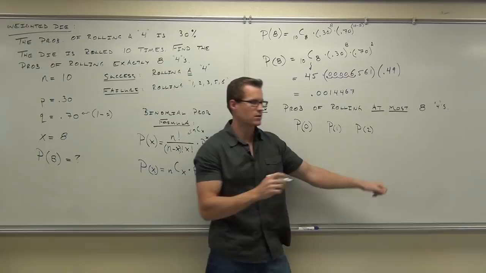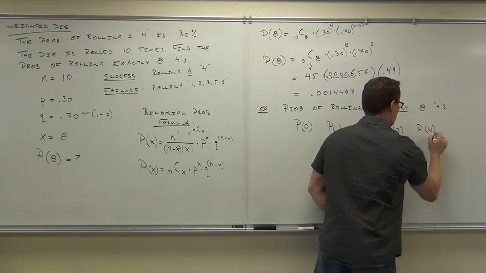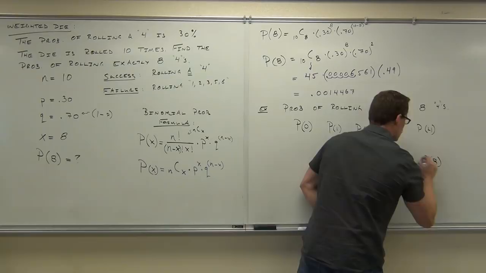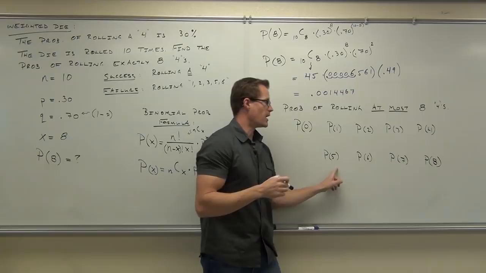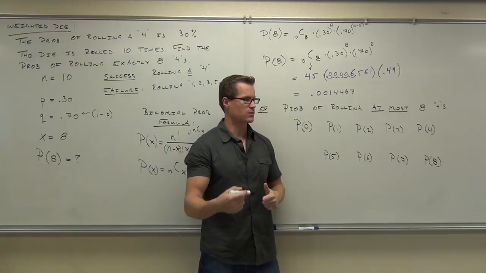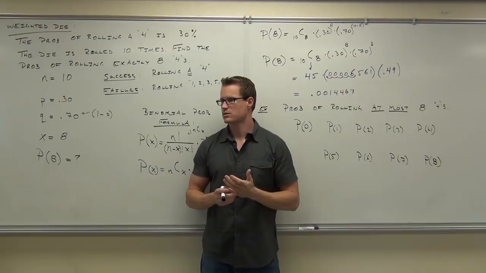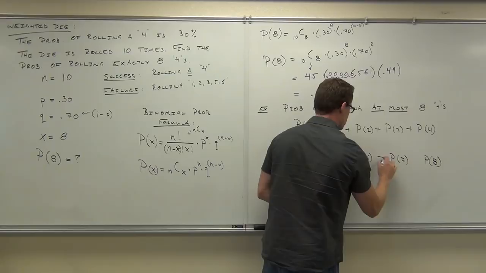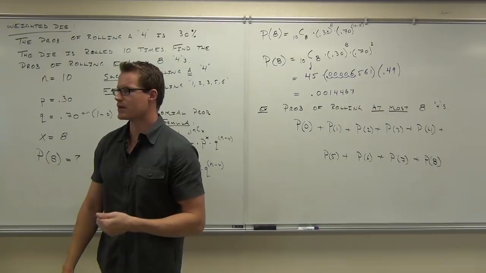You with me on this? Or 3, or 4, or 5, or 6, or 7, or 8. Do you agree with me that any of these situations would satisfy this situation? Either 0, or 1, or 2, or 3, or 4, or 5, or 6, or 7, or 8. Do you remember the or? We talked about the or. Hopefully you did go back and refresh your memory on what or means. How do I calculate the probability of an or? What do I do with those? You add them. This is the probability of 0 occurring, or 1 occurring, or 2, or 3, or 4, or 5, or 6, or 7, or 8. You add all those probabilities together because that's an addition rule.